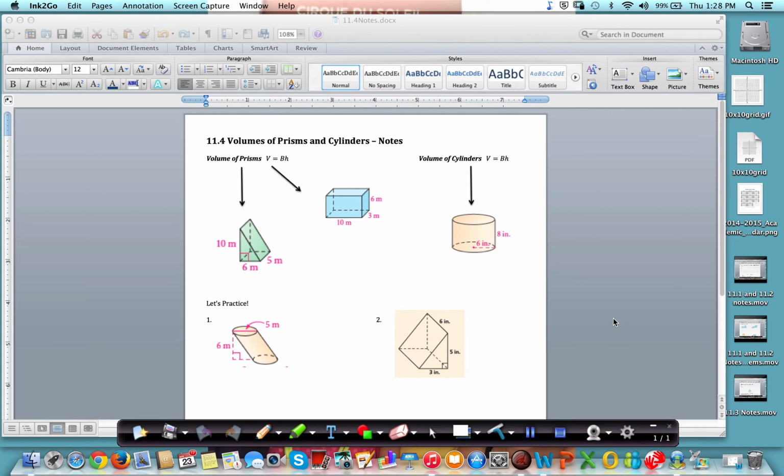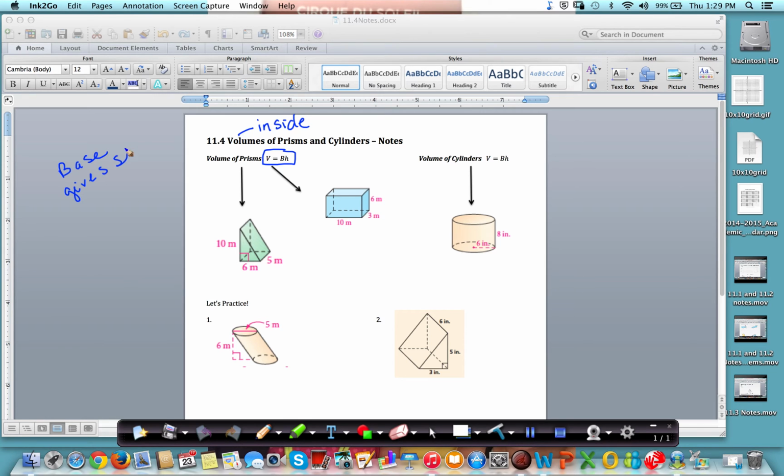Okay, so volumes of prisms and cylinders. In this particular lesson, we're talking about how to find the volume, so the inside space, not just what the outside would be, but the inside space. The volume of prisms, whether they're triangular like the green one or rectangular like the blue one, is base times height. And don't forget that the base is what gives it its shape.